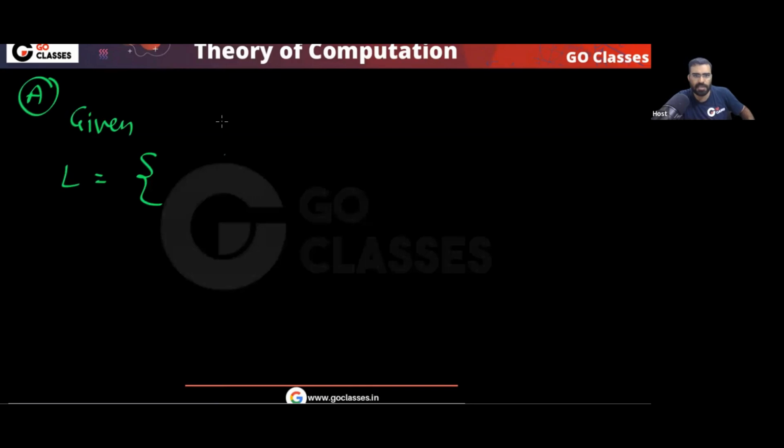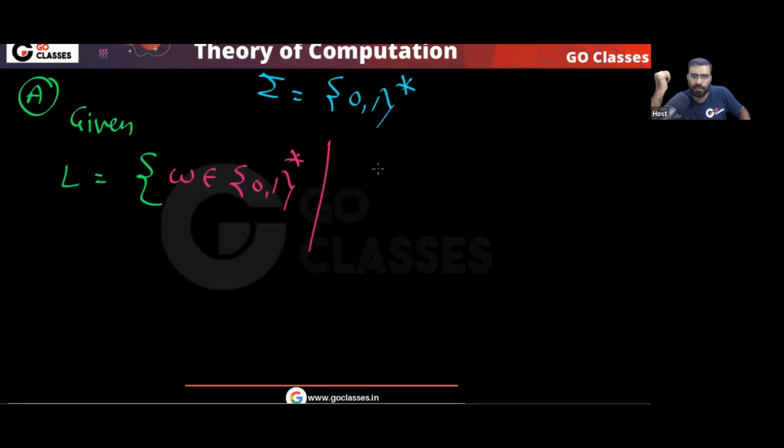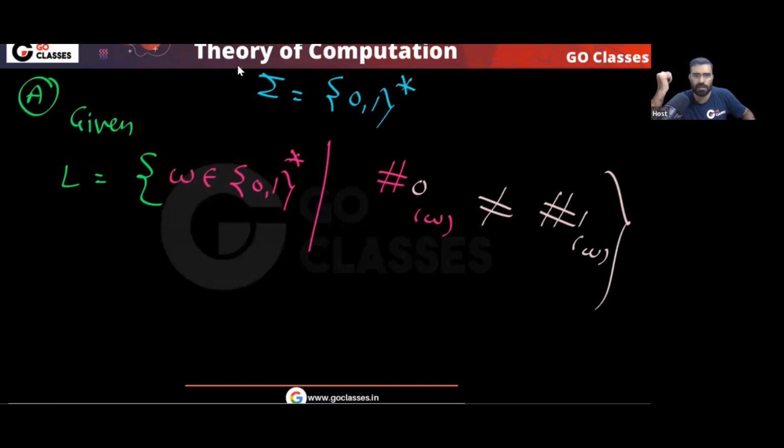Remember, here you have strings. So tell me which strings you have. If your alphabet is {0,1}, this is your alphabet. And the question is saying that L is equal to {W belonging to {0,1}* where number of 0 in W is not equal to number of 1 in W}. This is the given.